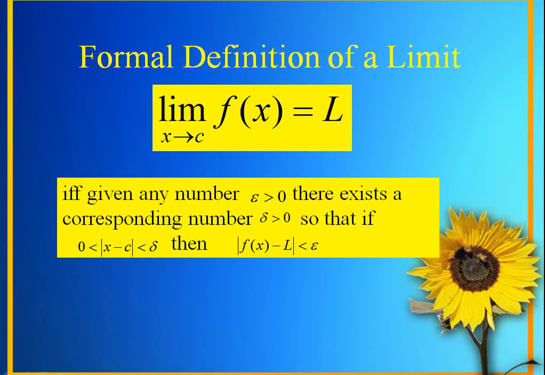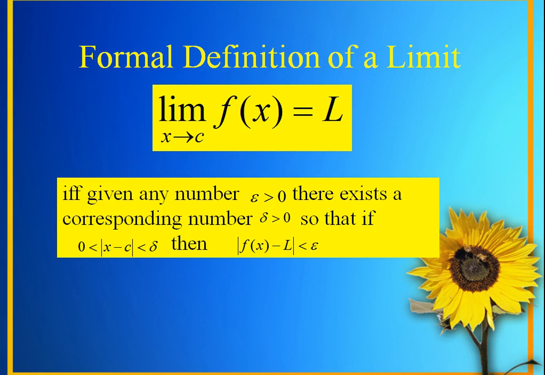You're familiar with the limit notation, the limit as x approaches c, another x value, of a function f of x, is equal to the y value that function approaches, which we call L. Now the formal definition is a biconditional statement.